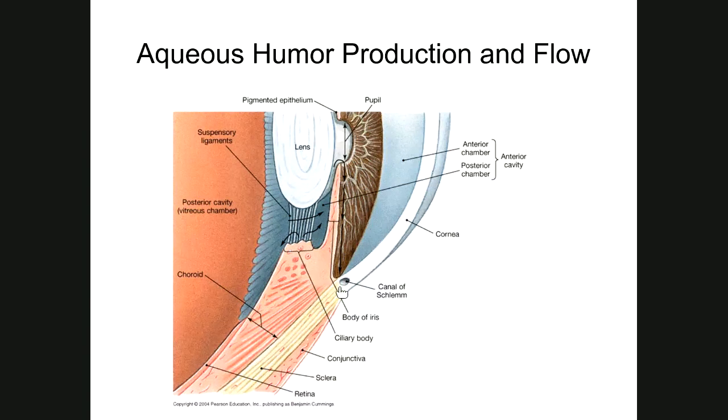The intraocular pressure is produced mainly by the aqueous humor, this fluid that's secreted by the epithelium of those ciliary processes. Excessive intraocular pressure, too much fluid pressure in this anterior cavity, causes degeneration of the retina and blindness. It puts too much pressure on the back of the eye.